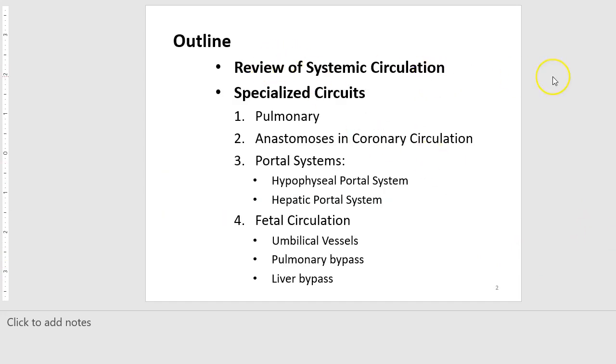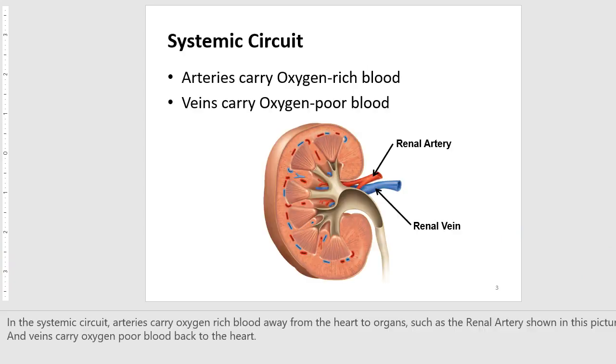So this is our outline. First, I'll review systemic circulation with you, and then I'll go through the specialized circuits or the features of certain routes of blood flow. One you've already learned about, and that's the pulmonary circuitry. The second will be a feature of the coronary circulation, and that feature is called an anastomosis. Then, as I mentioned previously, we'll talk about a portal system and a few things about circulation in the fetus.